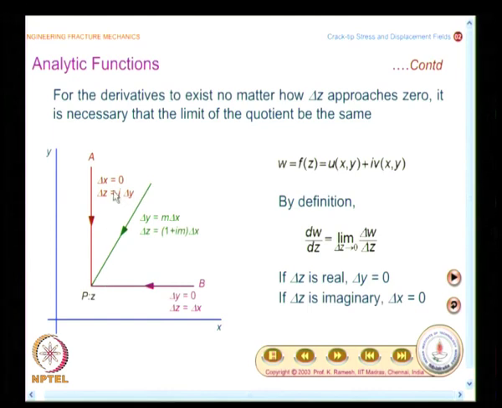So, you have in the first case delta x equal to 0, delta z equal to i delta y. So, it varies like this. The second case you have delta y equal to 0, delta z equal to delta x. So, it varies like this. You could have a case where both delta y and delta x change. So, they are related like this. It is a linear relationship, or it could also move in a curve.